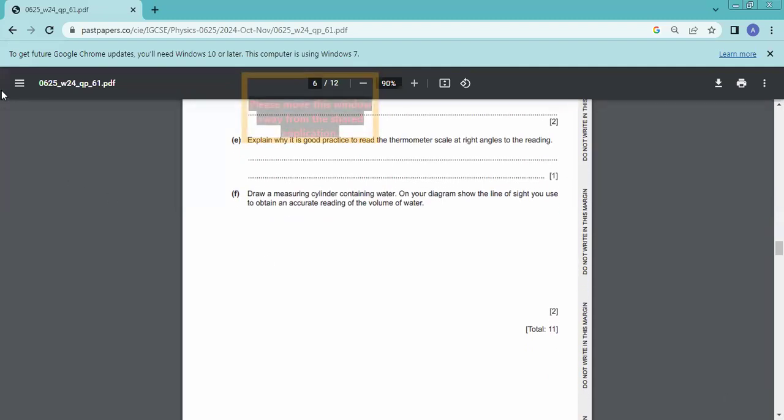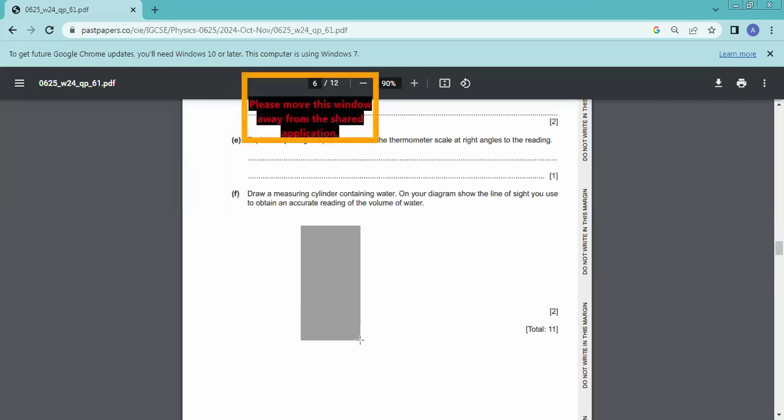Draw a cylinder containing water. So this is the cylinder. Now, what we have to do is draw a measuring cylinder. We have taken a measuring cylinder, and on the diagram, we have to show the line of sight we use to obtain an accurate reading of the volume of the water.